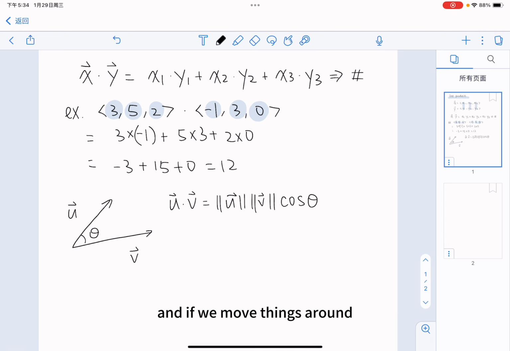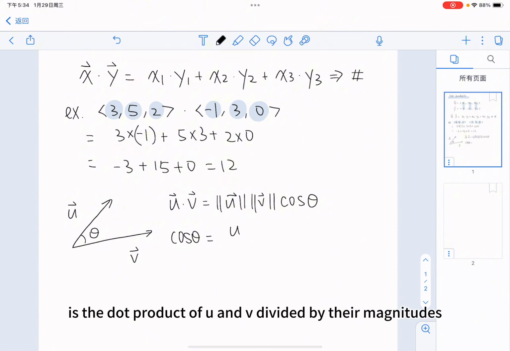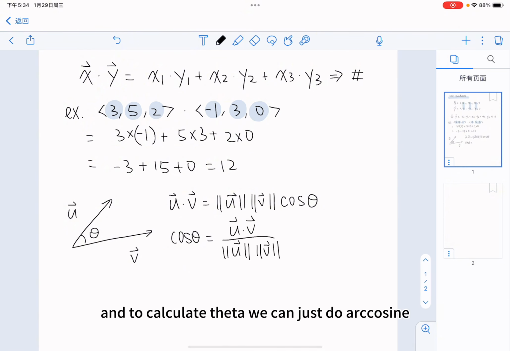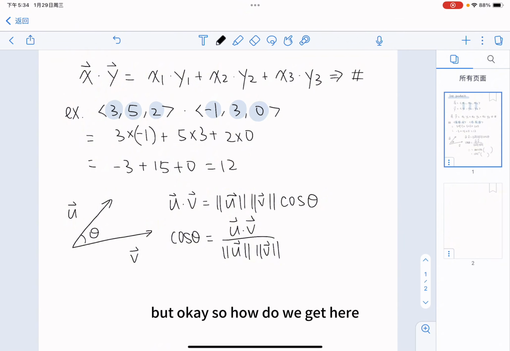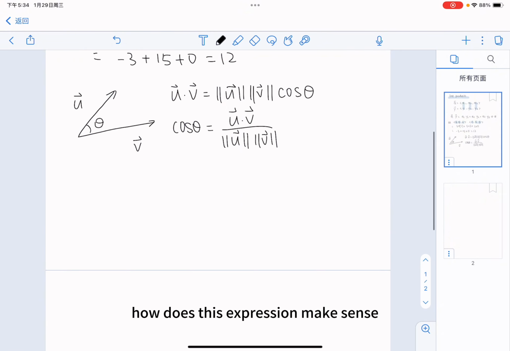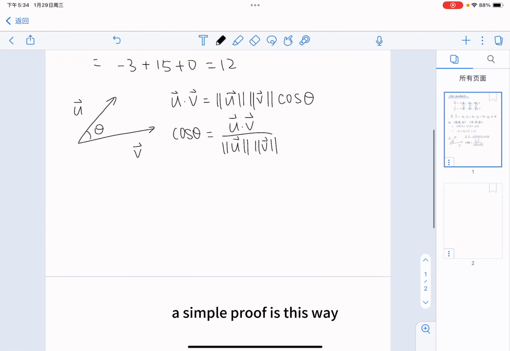And if we move things around, we can see the cosine of the theta is the dot product of u and v divided by their magnitudes. And to calculate theta, we can just do the cosine inverse of that expression. But okay, so how do we get here? How does this expression make sense? A simple proof is this way.